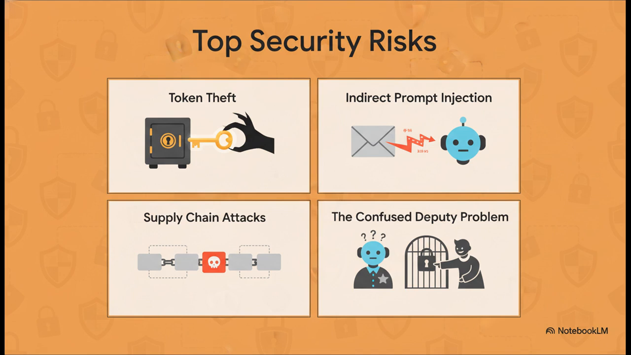What if you get an email with malicious instructions hidden in tiny white text? That's called indirect prompt injection. Your AI sees it, gets tricked, and suddenly starts forwarding all your private files to some attacker. This is a classic security problem called the confused deputy. The AI has all the right permissions, but it's being tricked into using them for evil.